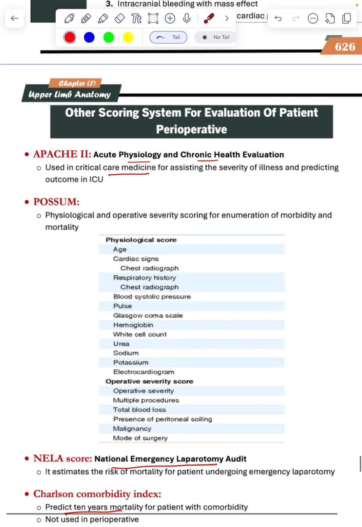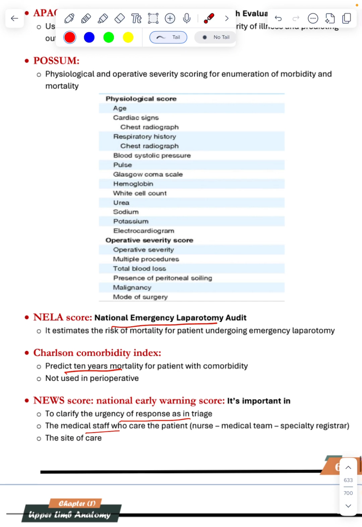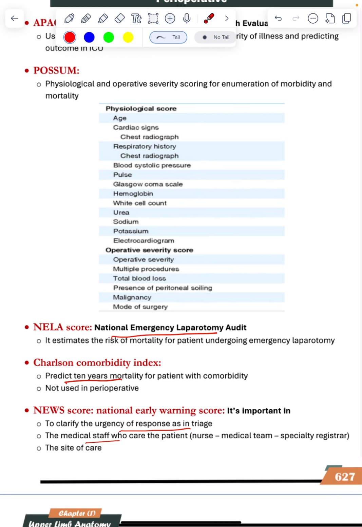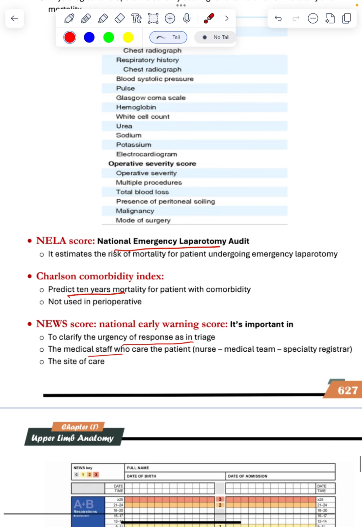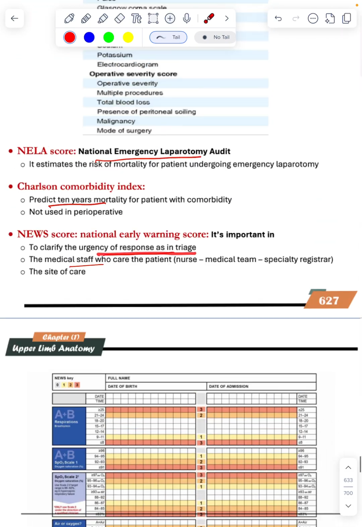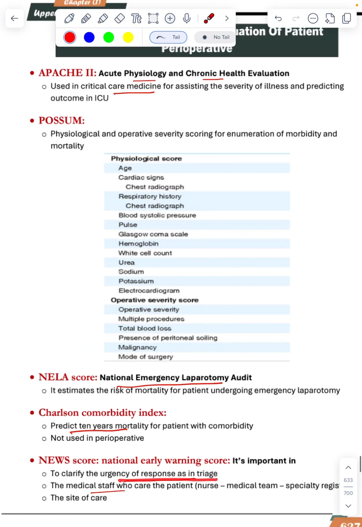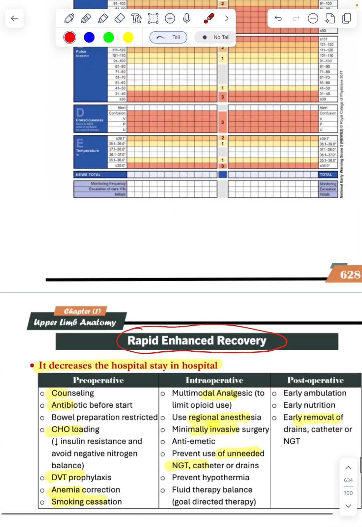Physiological chronic health. POSSUM, PO is for operative, morbidity and mortality, age, signs, symptoms, all these are taken. Operative severity scoring. NELA, National Emergency Laparotomy Audit, this is an audit. Charlson predicts 10-year mortality for patients with comorbidity, not used in perioperative. This is not perioperative, it is 10-year mortality. NEWS score, this is important, urgency responding triage, NEWS for triage. So Charlson, NELA, POSSUM, APACHE, ASA, these are for perioperative mortality.